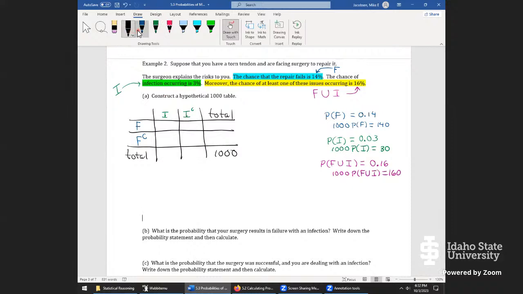Now, once we get to this stage, we still have to place some numbers. I'll leave it up to the class. Any volunteers to say where 140 should go?